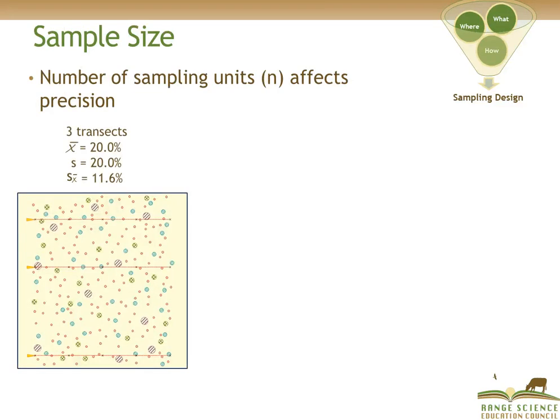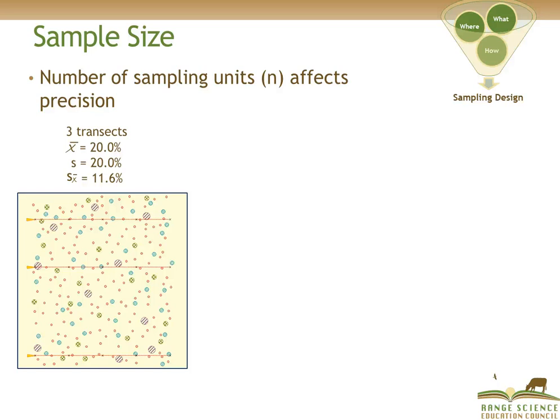Sample size, again, is the number of sampling units that we take or we measure in order to make our estimate of the attribute. And the number of sampling units has a profound effect on precision.